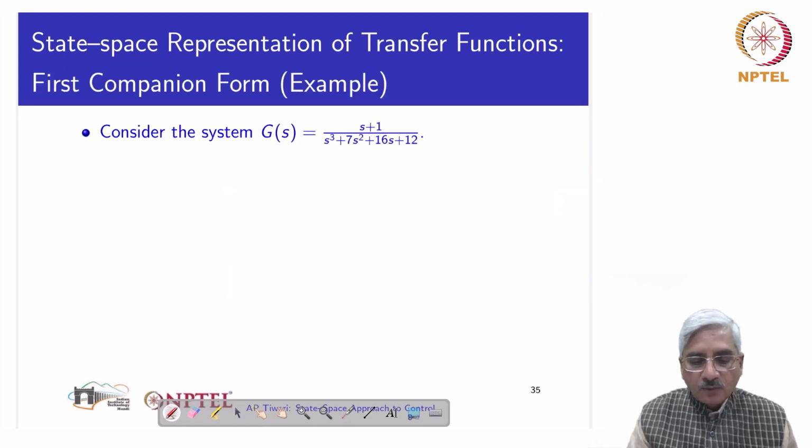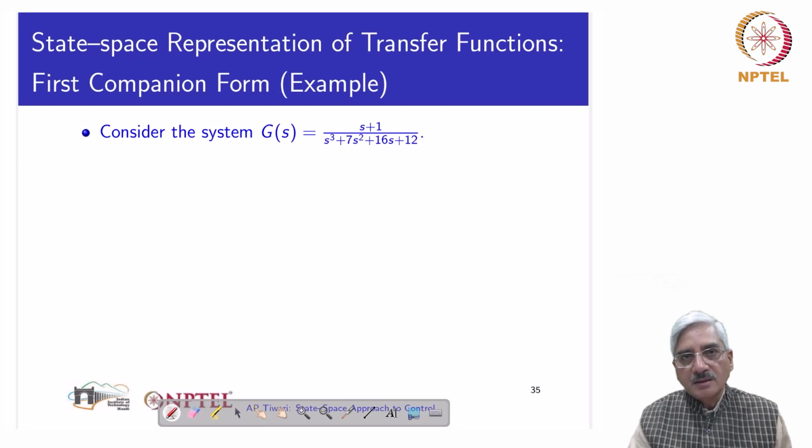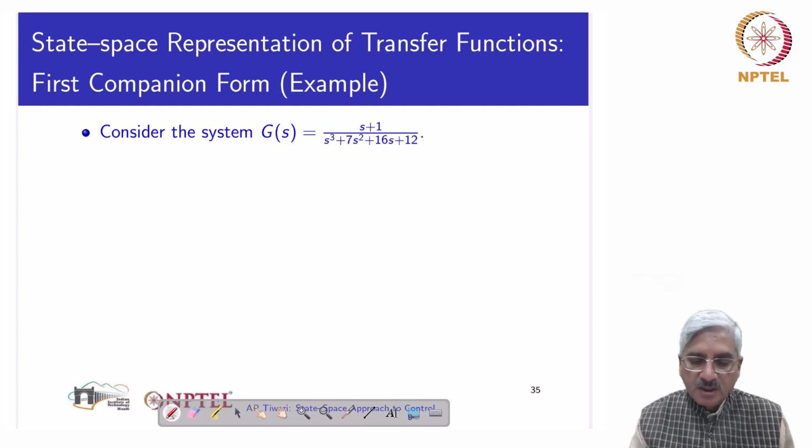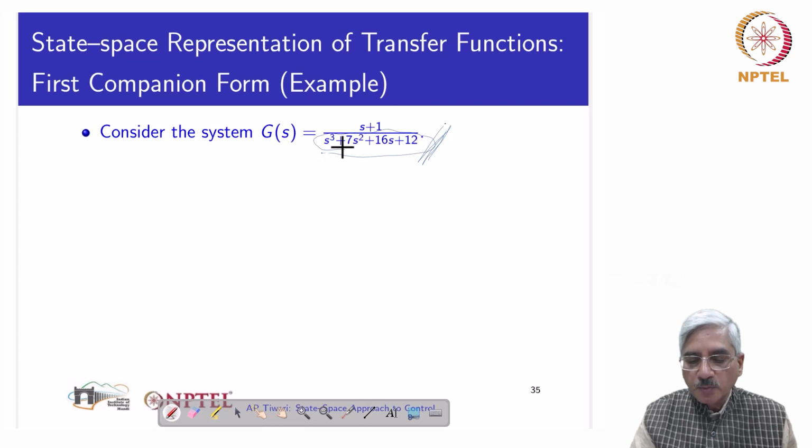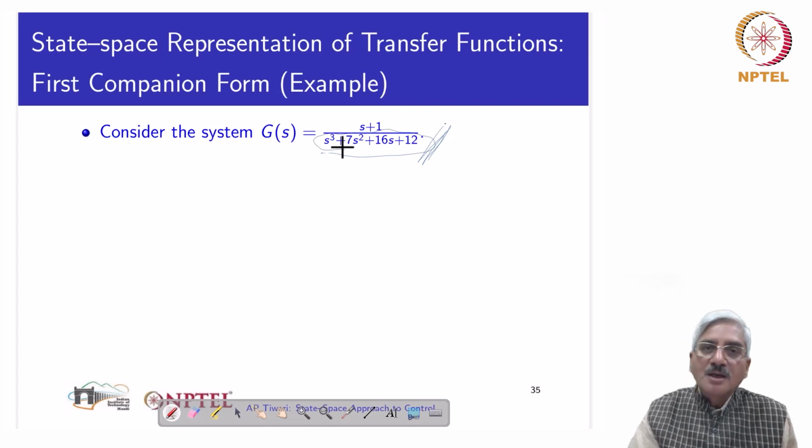Now we will take one example and we will represent it in the first companion form and again in the second companion form. So we have this G(s), whose numerator is s plus 1 and whose denominator is a third order polynomial, s cube plus 7s square plus 16s plus 12.